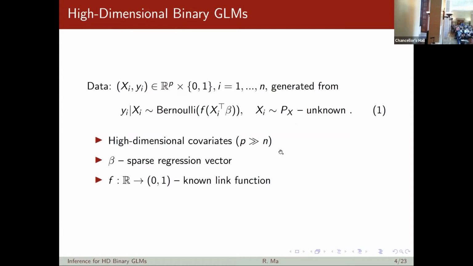And here we will also only consider the case where the structure of the regression vector is sparsity, which means most of the components in beta are 0. And we will simultaneously consider a large class of binary GLMs by allowing various choices of the link function f, which maps the real numbers to something between 0 and 1.